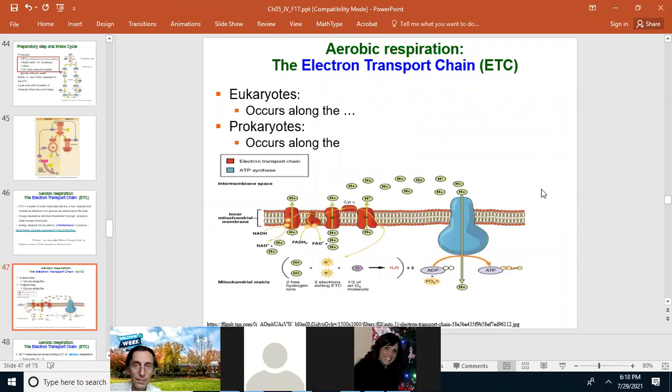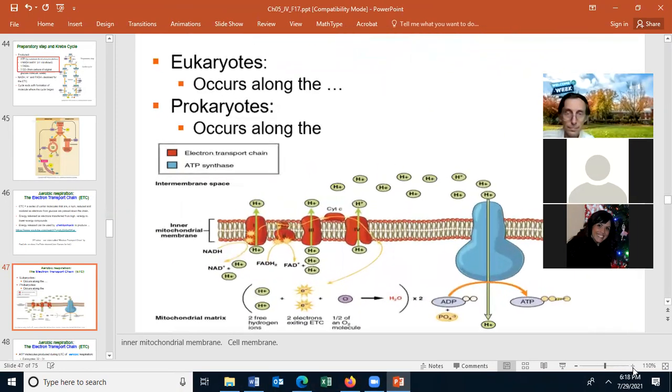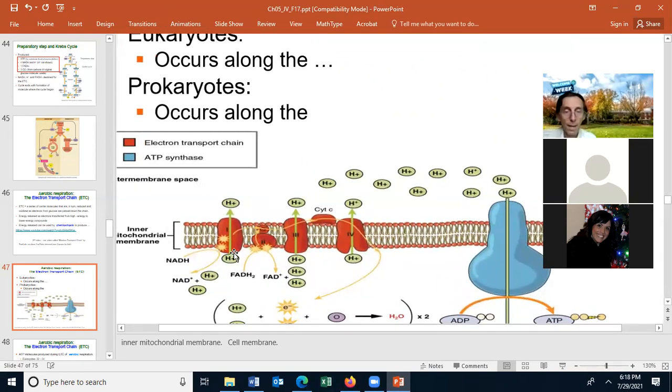So here we see the electron transport chain. Let me see if I can blow that up. It is a bunch of molecules, or proteins actually, in the membrane. And NADH and FADH2 bring the electrons to these molecules. And as the electrons move through these molecules, transported from one molecule to the next, the energy in the electron is used by some of the proteins to pump hydrogen ions from this side of the membrane to that side of the membrane. And that happens here, here, and here.